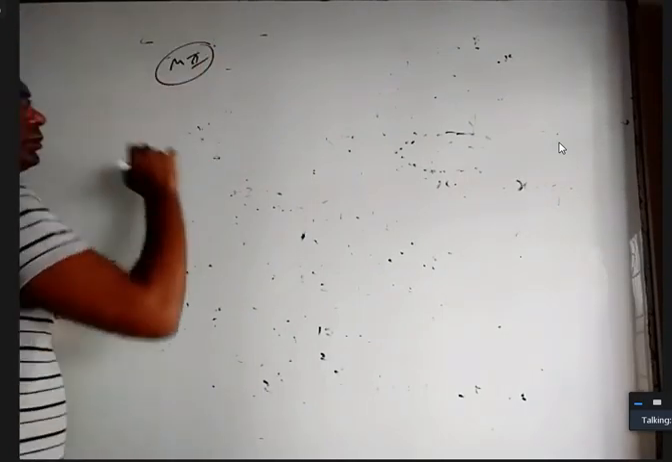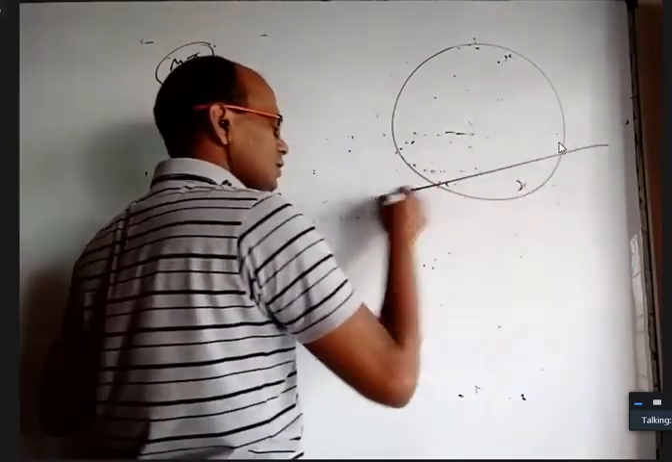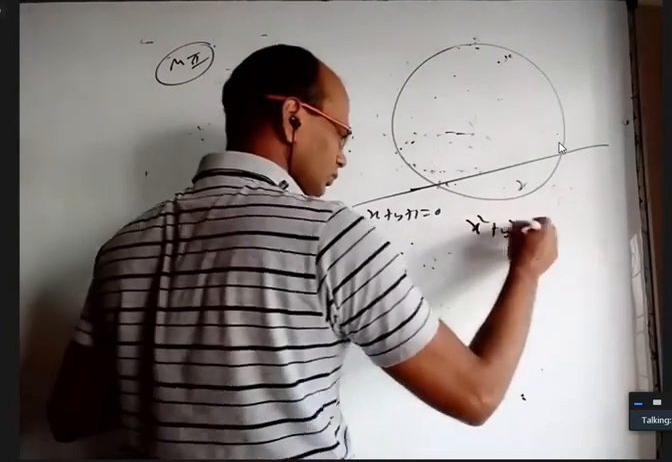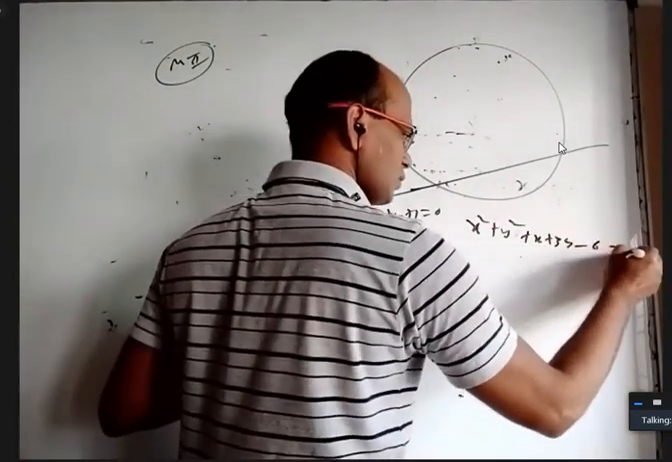Okay. Method 2 for the same question. The circle is there and the line is there. It is x plus y plus 1 equal to 0. This is x square plus y square plus x plus 3y minus 6 equal to 0.